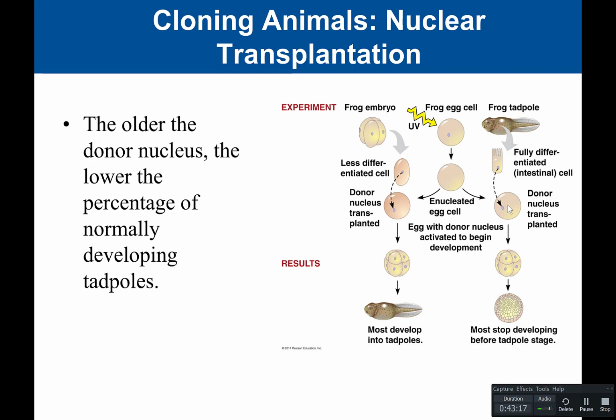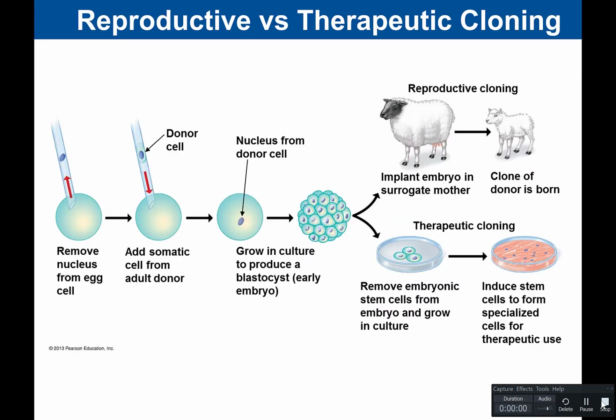And what they found is that when they took a cell that was younger, when they did this with the frog embryo cell, most of those would then develop into tadpoles. The technique worked a lot better. However, if you take a differentiated cell, a cell that's already aged in a sense, and you do this technique, most stop developing before the tadpole stage. The technique was a lot less effective because the age of the DNA matters as well.